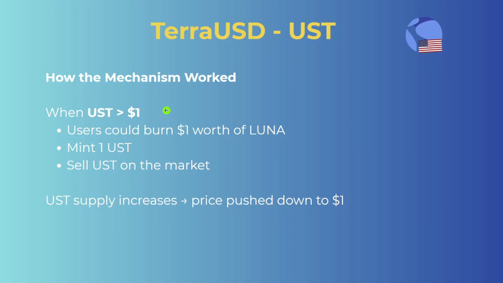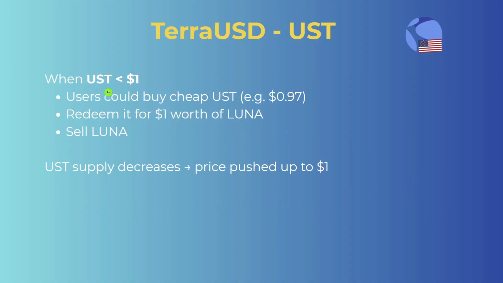So how did the mechanism work? When UST was greater than $1, users could burn $1 worth of Luna, mint 1 UST, and sell UST on the market. So the UST supply increases and the price is pushed down to $1. When UST was lower than $1, users could buy cheap UST, for example at $0.97, redeem it for $1 worth of Luna, and sell Luna. UST supply decreases and the price is pushed up to $1.